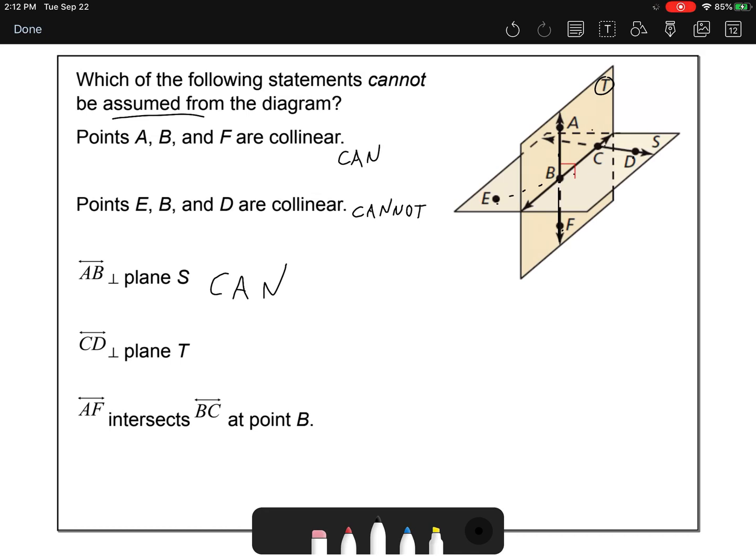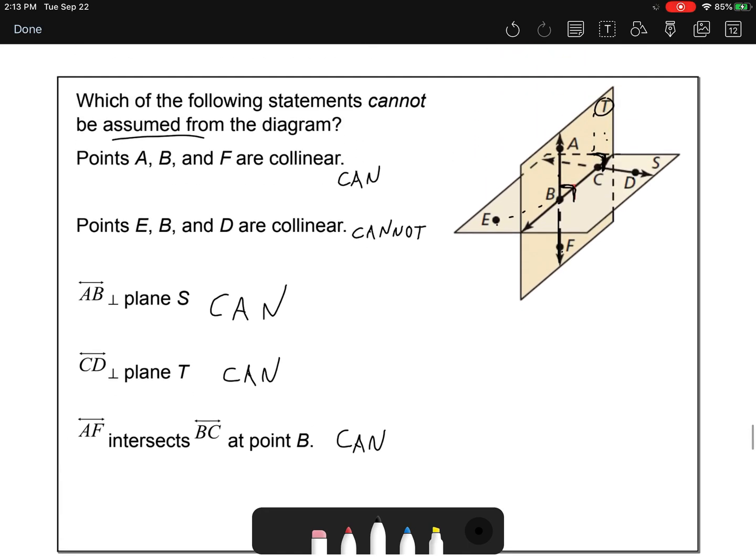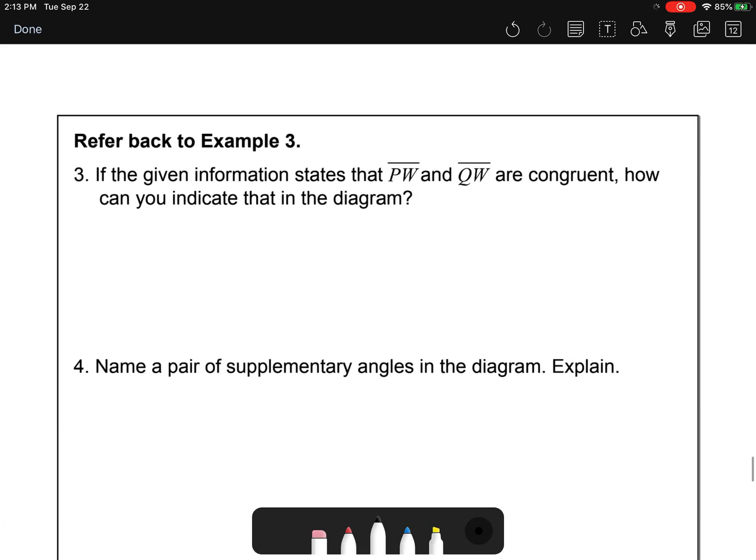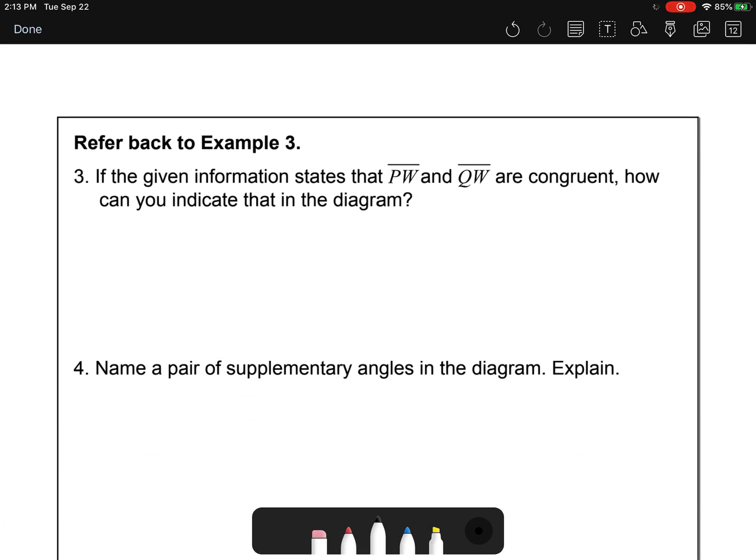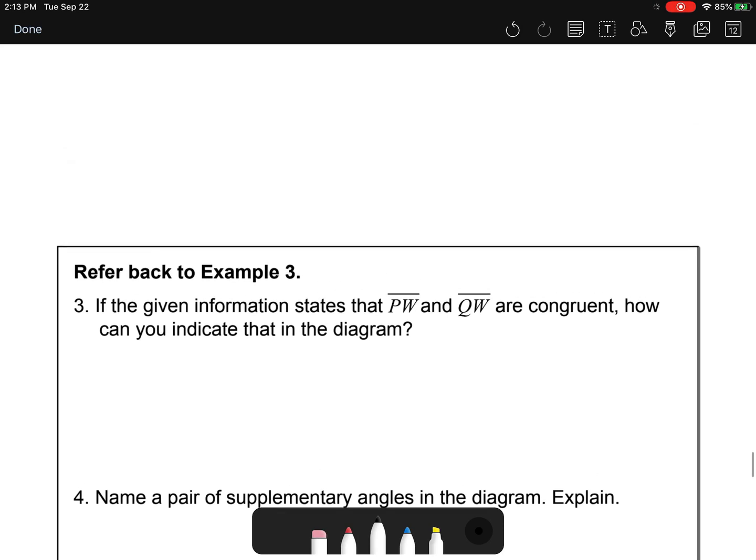How about line CD is perpendicular to plane T? Can you assume that this line is perpendicular to T? Well, if this line right here is perpendicular, then wouldn't this line also be perpendicular to plane T? That would also be a right angle, wouldn't it? I think it would be. We can assume that. And line AF and line BC intersect at point B. I think that's obvious. We can assume that. There's only one thing we cannot assume there.